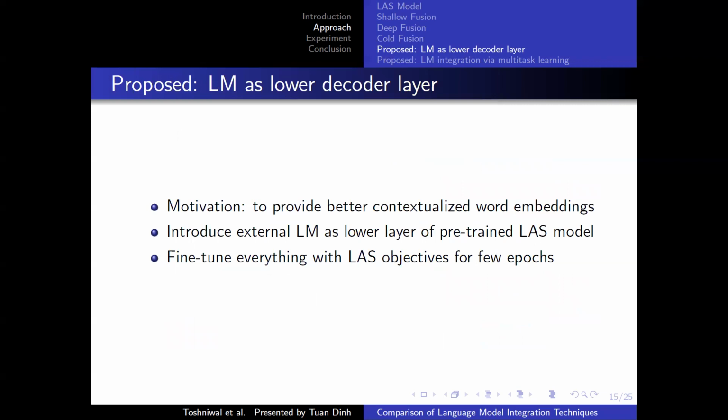In this work, the authors proposed two methods. The first one is the language model as a lower decoder layer. The motivation is to provide better contextualized word embeddings. The external language model was introduced as the lower layer of the original LAS model. Then the combined model is fine-tuned with the LAS objective for a few epochs.